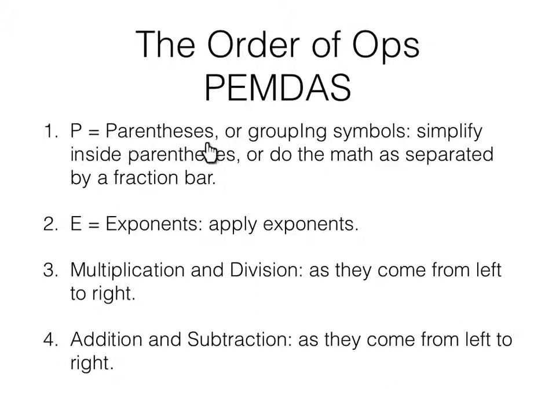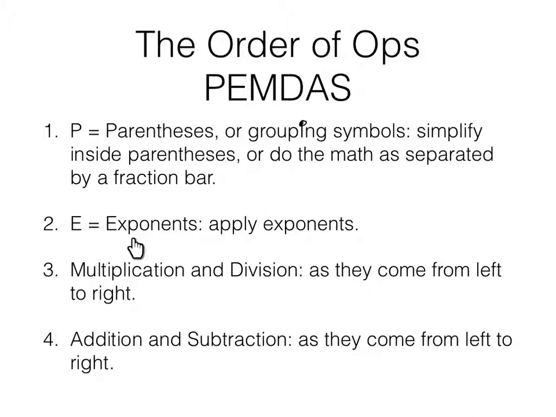P stands for parentheses, but it really should be a G. Oh no, that's a typo. For grouping symbols, it's supposed to be an I. There we go. For grouping symbols, you're going to simplify inside parentheses, or you're going to do the math as separated by a fraction bar. So your fraction bar can be a grouping symbol, parentheses or a fraction bar.